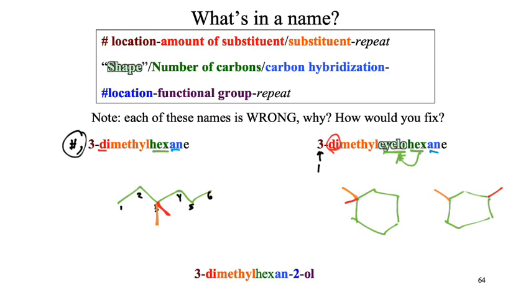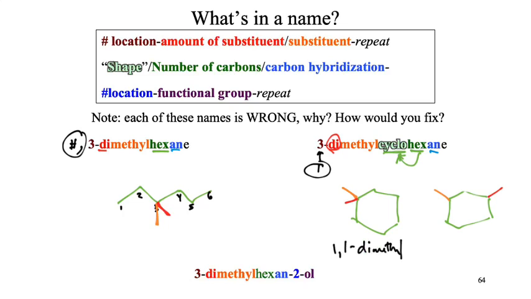Yes? So you said when it's a 3-dimethyl, it doesn't go on a 3 in a ring. So on a ring, by definition, your first or your primary substituent goes in at position 1, always. The next substituent goes to the lowest number in our counting cycle. So in the first case, that should have been a 1,1.